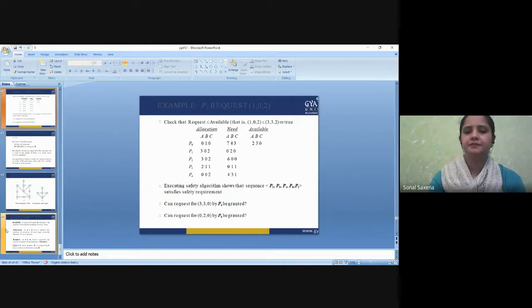So here you can see. Now these are the questions. If you're seeing this example, just try to answer these two questions. Can the request for 330 by P4 be granted at this particular time, and can the request for 020 by P0 process be granted at a particular time? As we have already seen how you can do that, quickly try to do this.